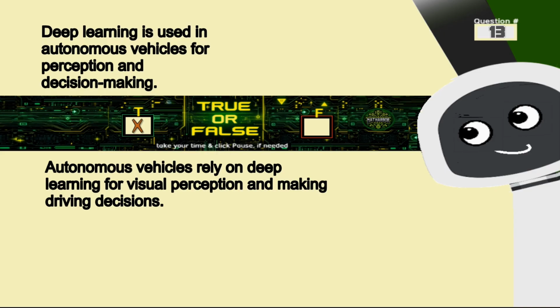True or false? Deep learning is used in autonomous vehicles for perception and decision making. That's true. Autonomous vehicles rely on deep learning for visual perception and making driving decisions.